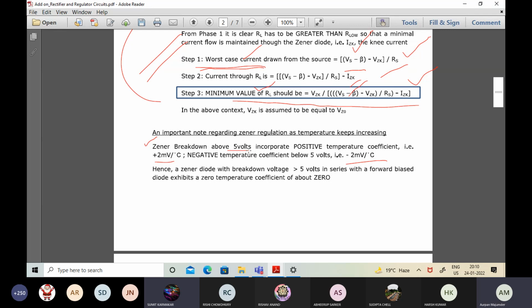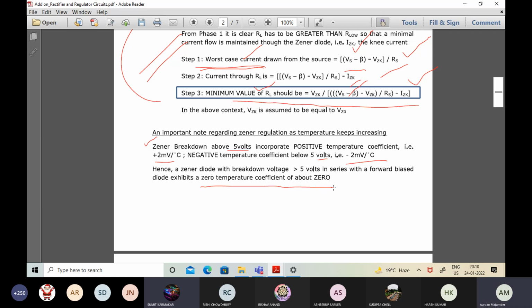If the value of VZK is above 5 volts. If the value of VZK is less than 5 volts, then it is having minus 2 millivolts per degree centigrade, same as the normal diode. But above 5 volts, it comes to plus 2 millivolts per degree centigrade. So if you connect these two in series, with the Zener in reverse bias having a breakdown voltage, or knee voltage, higher than 5 volts, then the two will come in series and effectively minus 2 and plus 2 will cancel each other. And the corresponding diode will exhibit a zero temperature coefficient.